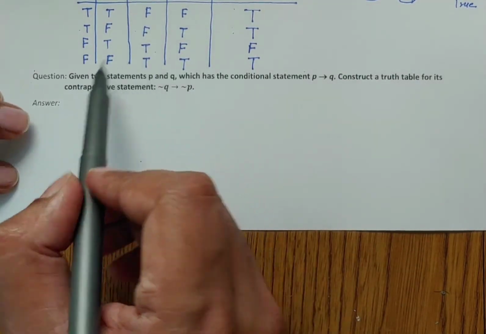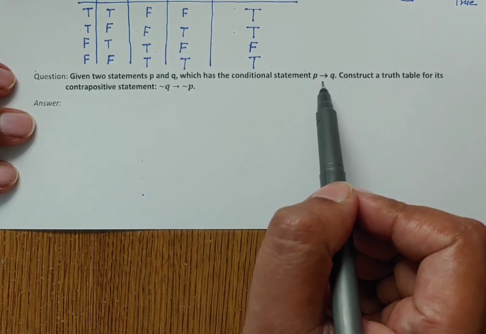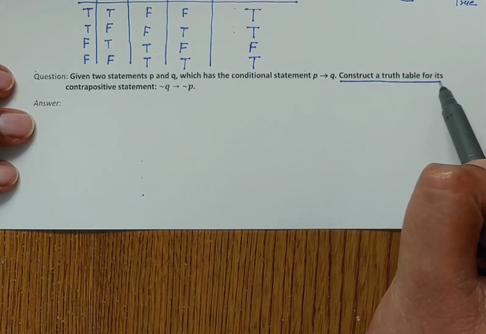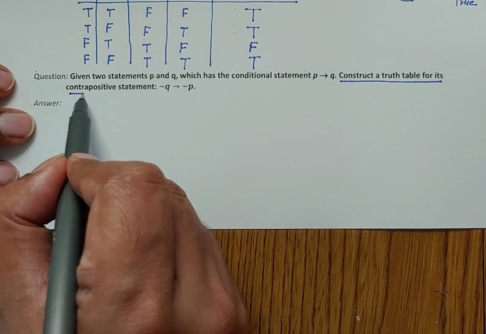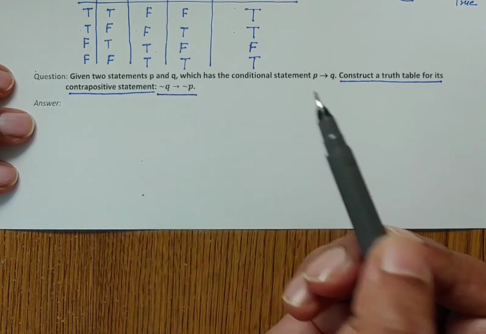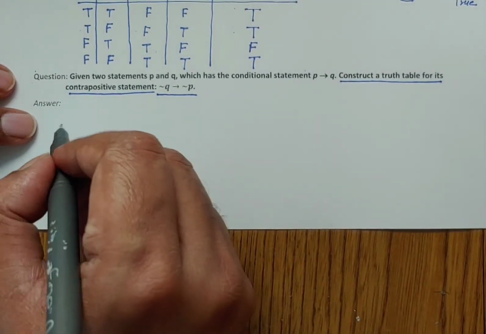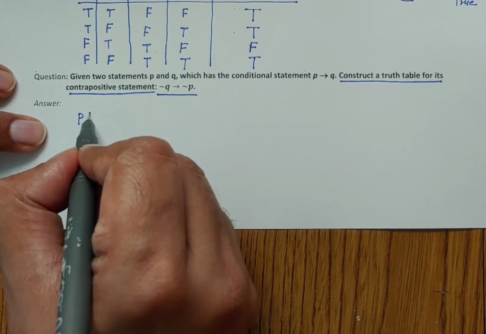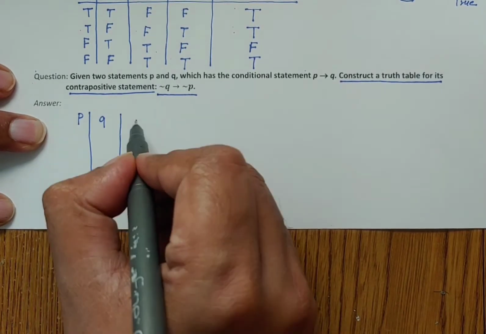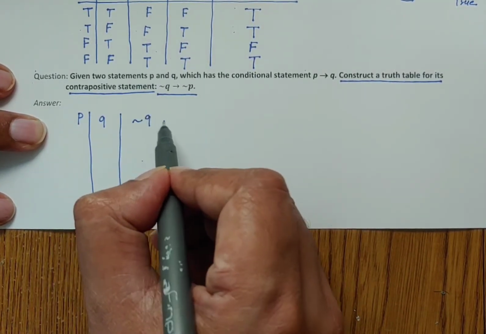Okay. Now, given two statements P and Q, which have the conditional statement P implies Q, construct a truth table for its contrapositive statement, negation of Q implies negation of P. Okay, so let's see. We have P, Q, negation of, let's start with the negation of Q.